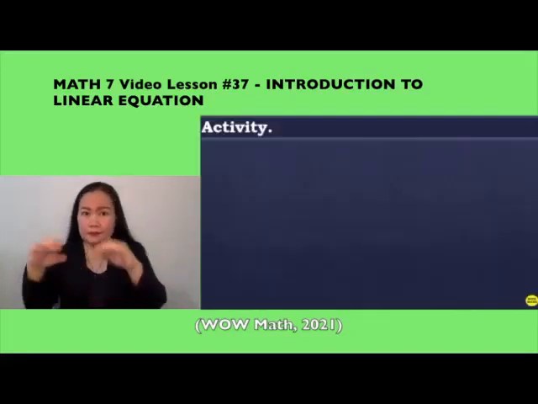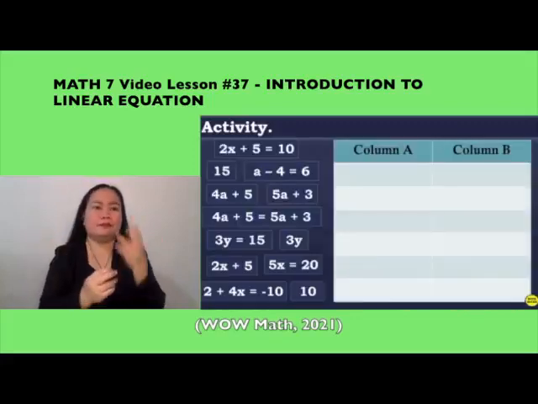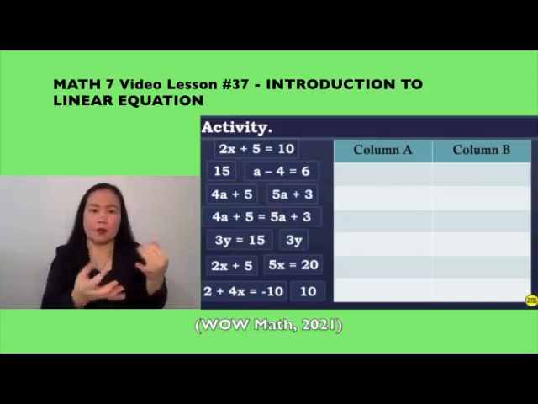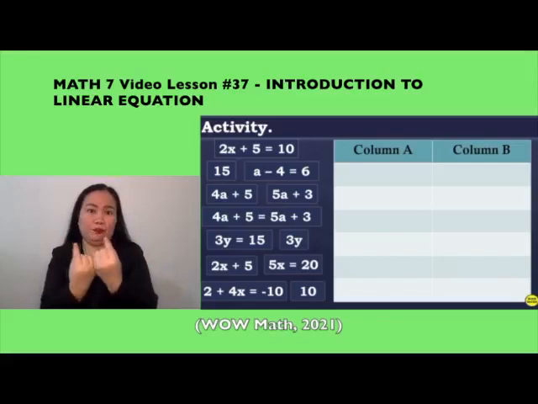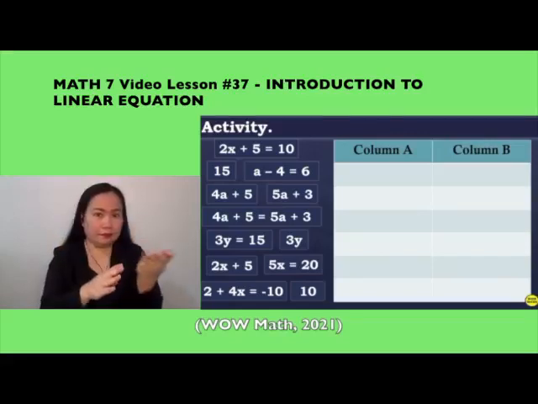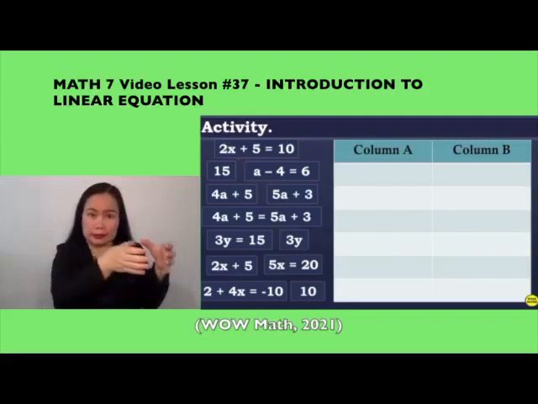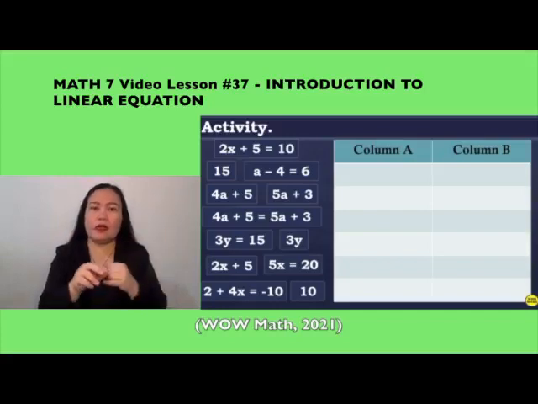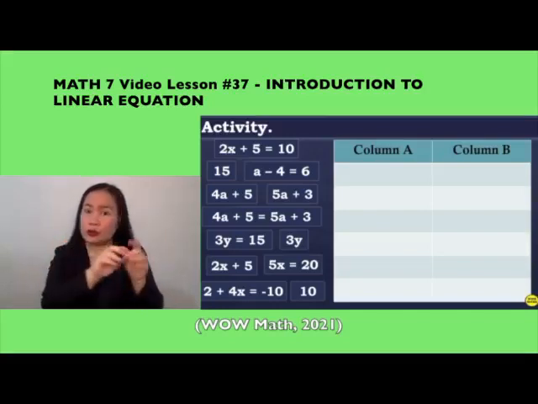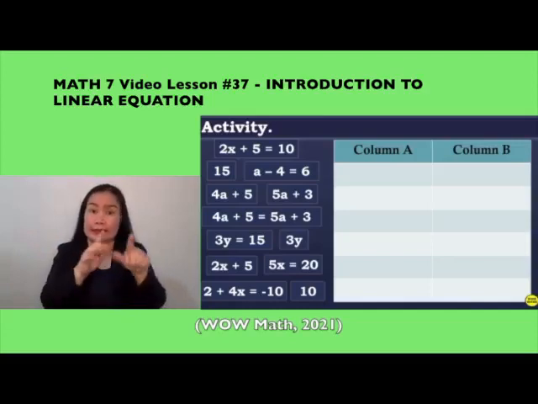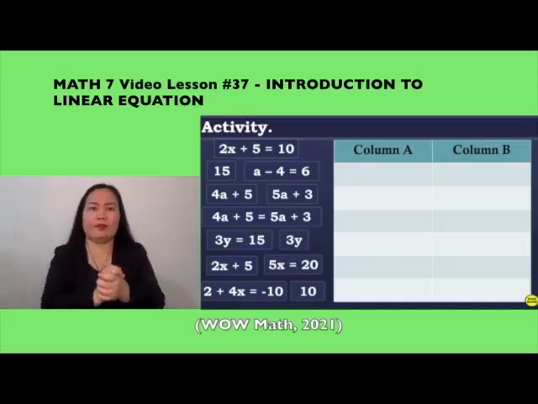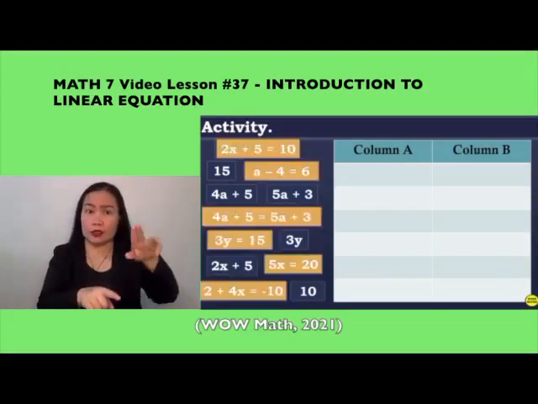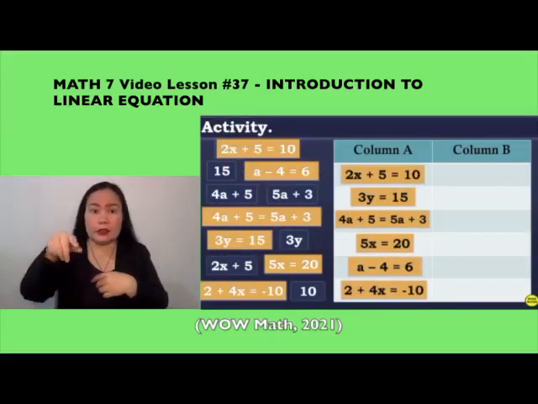Okay, so let's start. I want you to look at this given. I have here column A and column B. I want you to group these two into two columns. So ano ba sa tingin ninyo yung magkakasama at alin ang magkakasama sa column B? Let us recall the concepts of expression and then tsaka natin ipapasok sa equation. Kailangan alam po muna natin ang difference ng expression at equation. So you try. For column A, ito po yung mga magkakasama.